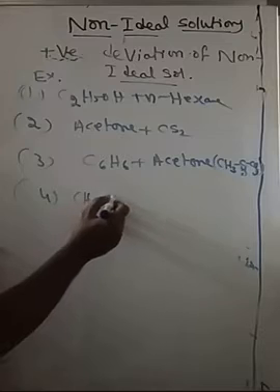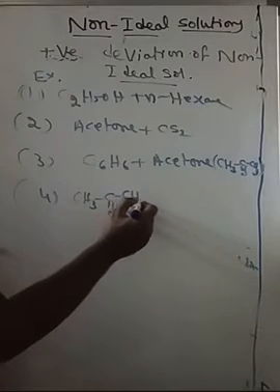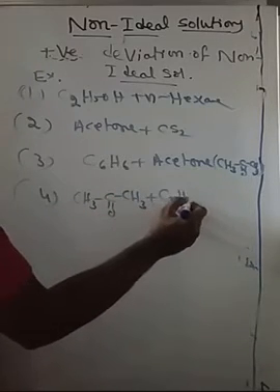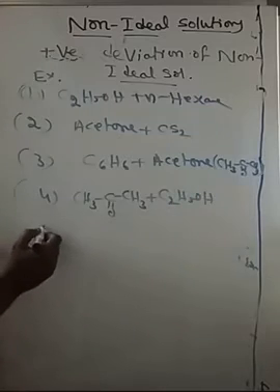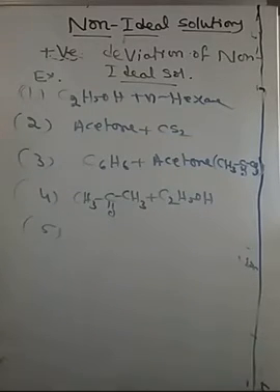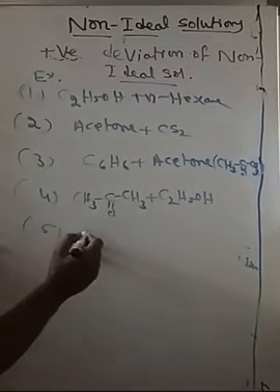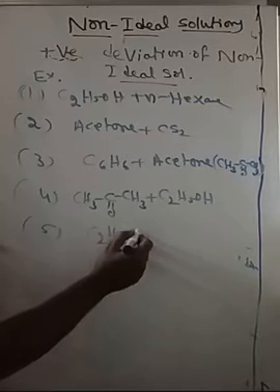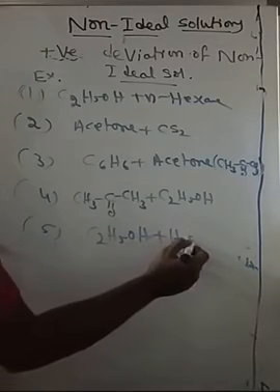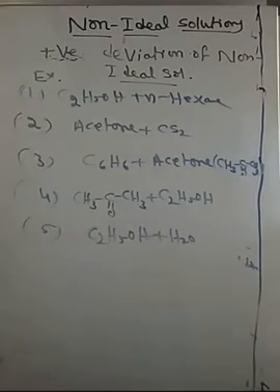That is CH3COCH3 acetone plus alcohol, C2H5OH. Can take one more example also, ethyl alcohol and water, so C2H5OH, ethyl alcohol and water. So these are some of the examples of positive deviations of the non-ideal solutions. So those are the examples and characteristics of positive deviations of the non-ideal solutions.